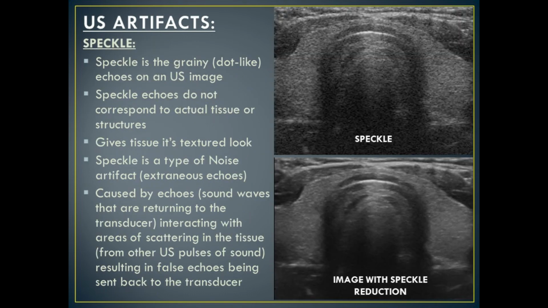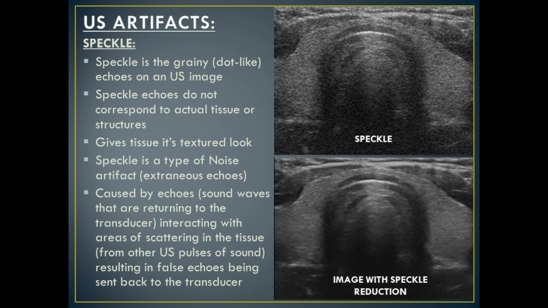Our last type of multiple echo artifact on ultrasound is known as speckle. Speckle is the grainy or dot-like echoes on an ultrasound image. Speckle echoes do not correspond to actual tissue or structures on the ultrasound image. Speckle is what gives tissue its textured look on an ultrasound image. Speckle is a type of noise artifact, which is extraneous echoes on an ultrasound image.